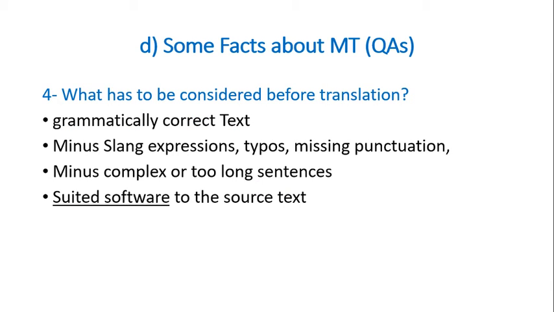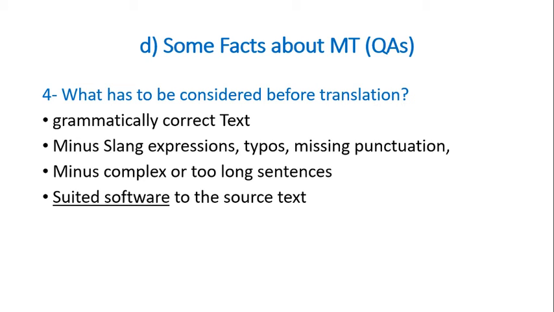Question number four asks what has to be considered before translation. Number one, whether the source text is grammatically correct, should be correct text. Number two, the slang expressions or typographical mistakes or missing punctuations should be updated. I mean, the slang expressions should be deleted, typographical mistakes should be corrected, and the punctuation should be updated in the source text. And also, the complex or too long sentences should be made simple.